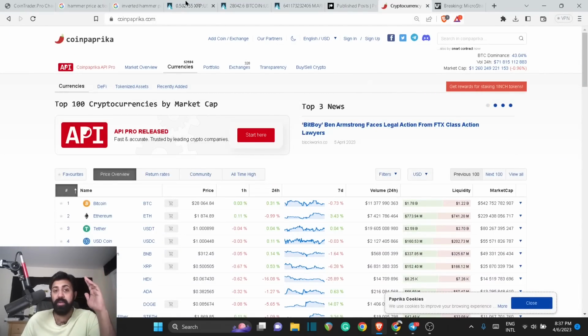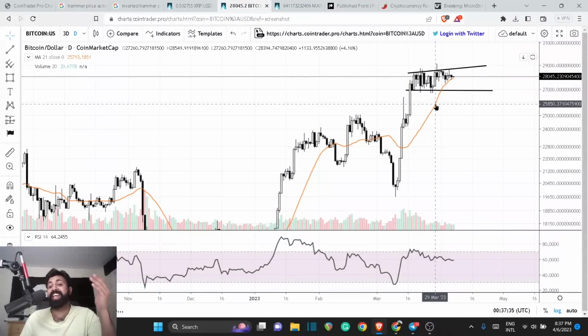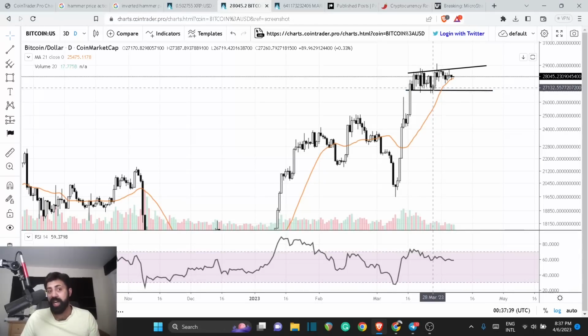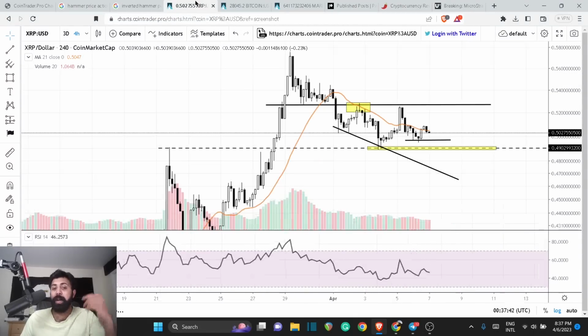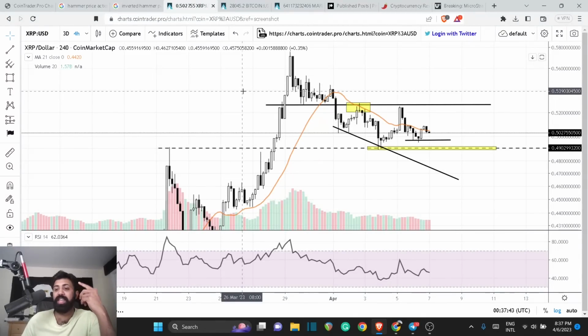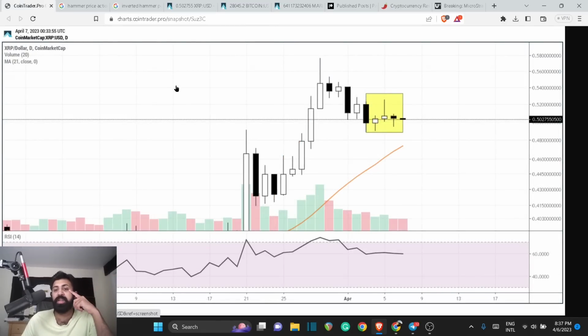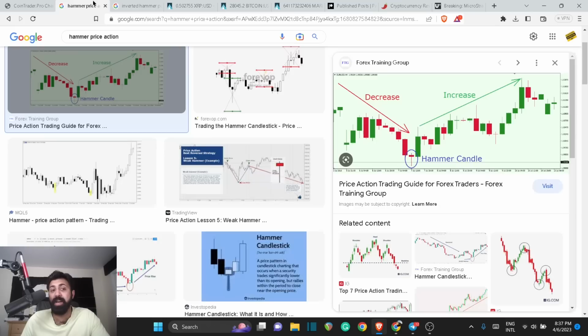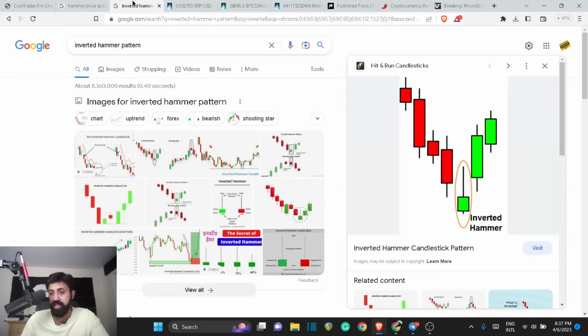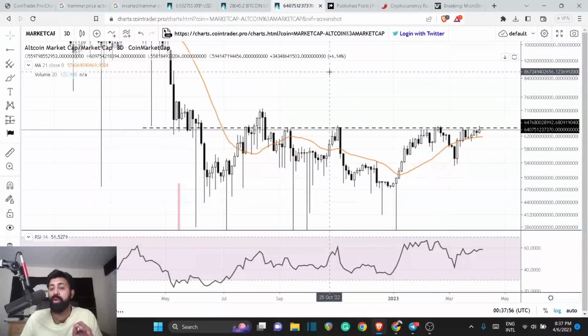Yes, I agree on the perspective that Bitcoin has not done anything for the last 3 weeks. We are just ranging. But what about XRP? What are we looking at in XRP on the short term, on a medium term? This is a daily chart. It shows us some things are interesting. We need to understand that. And the market as a whole gives us some ideas.